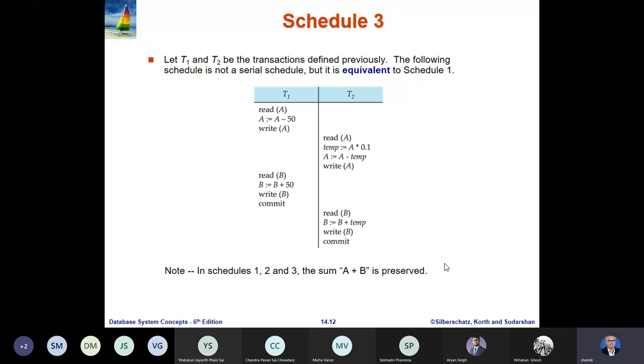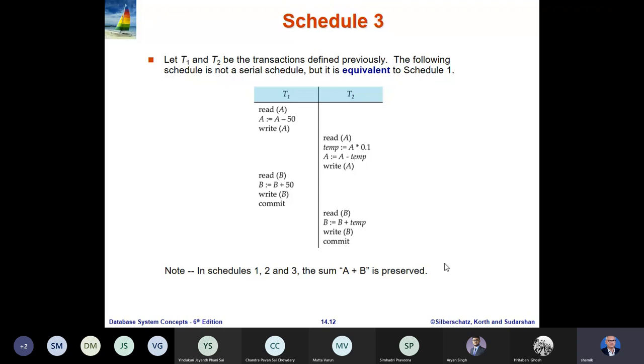Even with that, you see that the sum of A plus B is preserved. Okay. So here we have an example of a serial schedule, then a second example of a serial schedule, and now this third schedule is a concurrent schedule. But what is the net impact of this?